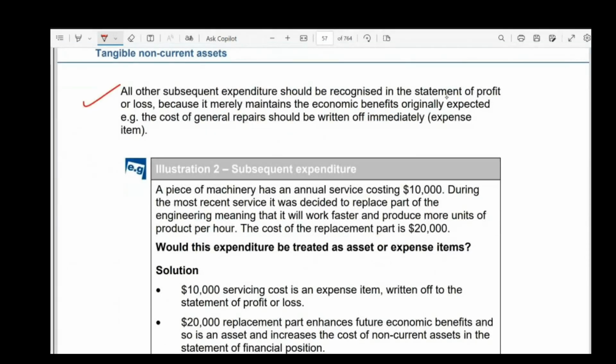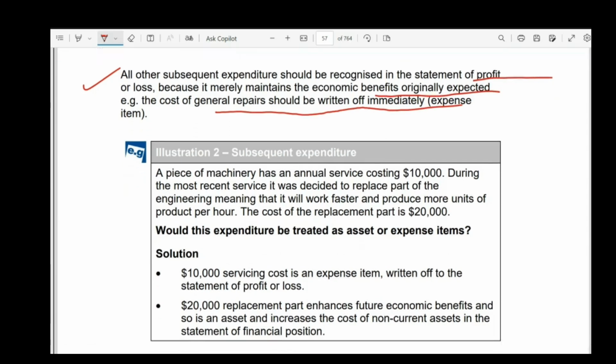Like all other subsequent expenditure should be recognized in the statement of profit and loss, because it merely maintains the economic benefit originally expected. For example, the cost of a general repair should be written off immediately, expensed out, and considered in your expenses.